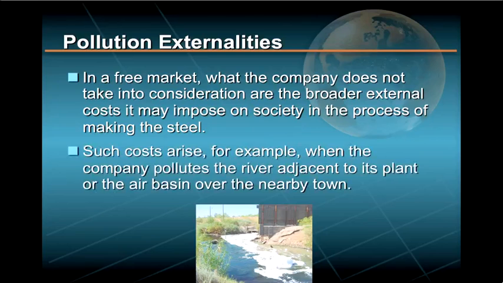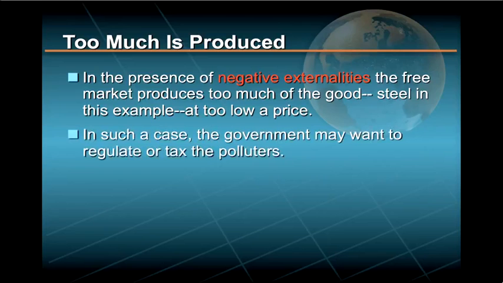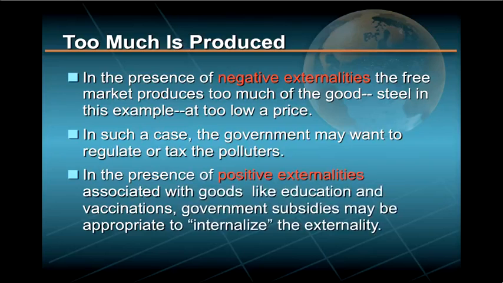Such costs arise, for example, when the company pollutes the river adjacent to its plant or the air basin over the nearby town. We'll learn that in the presence of negative externalities, like pollution and congestion, the free market produces too much of the good, steel in this example, at too low a price. In such a case, the government may want to regulate or tax the polluters, while in the presence of positive externalities, associated with goods like education and vaccinations, government subsidies may be appropriate to internalize the externality.